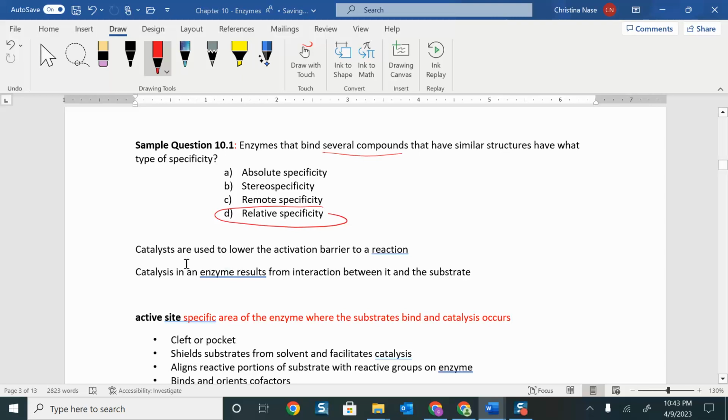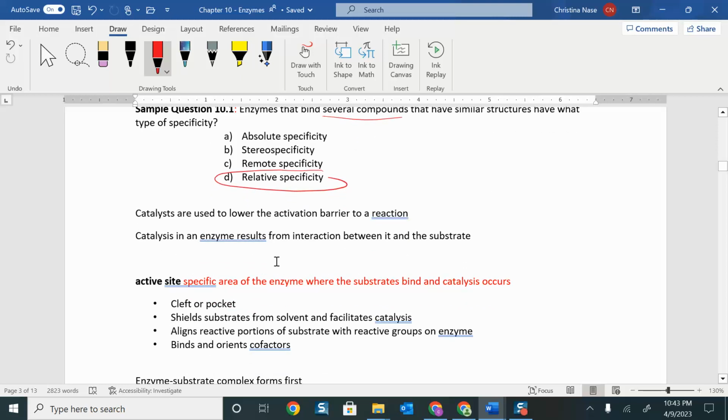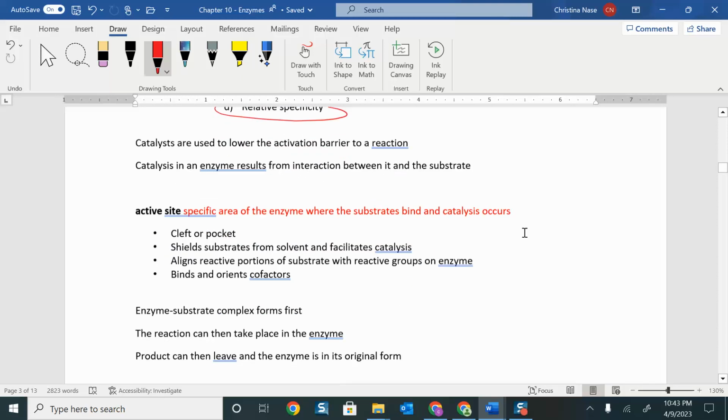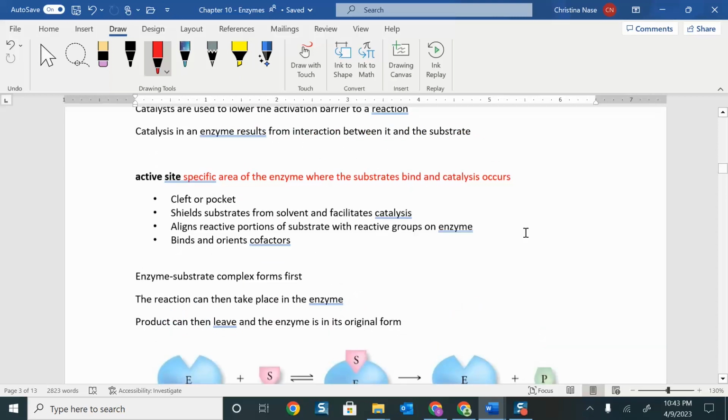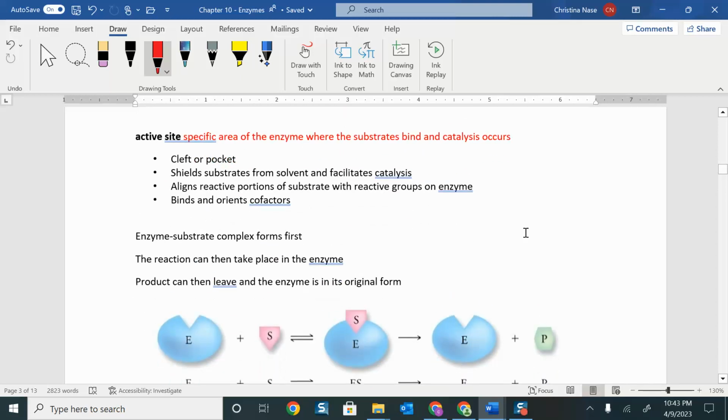So we mentioned that catalysts are used to lower the activation barrier for a reactant, and that catalysis by an enzyme results from an interaction between it and the substrate. So let's look more at the structures involved in enzymes. Enzymes are going to have an active site, that's the area where the reaction is going to happen. It's the specific area of the enzyme where you're going to bind the substrate.